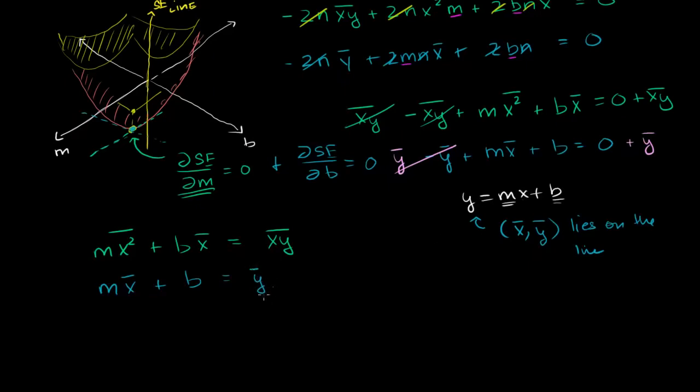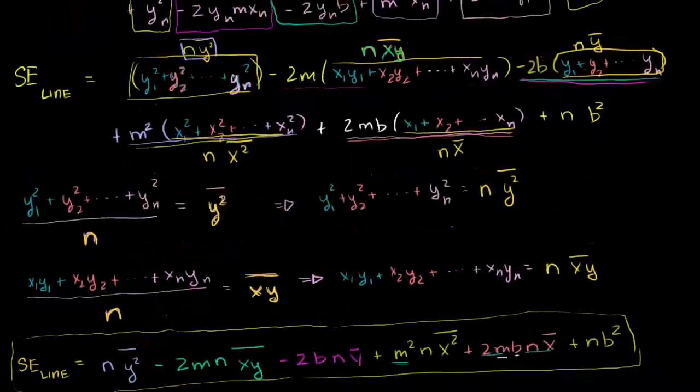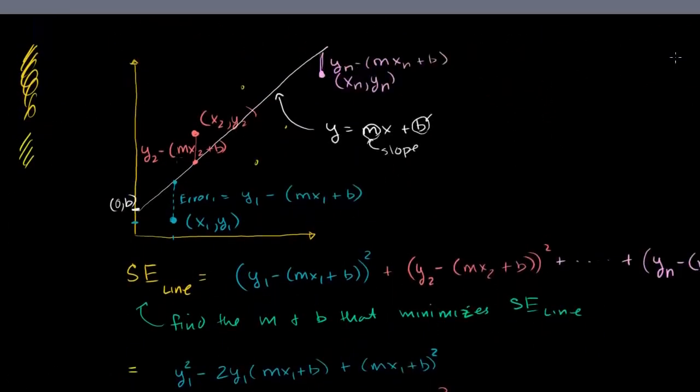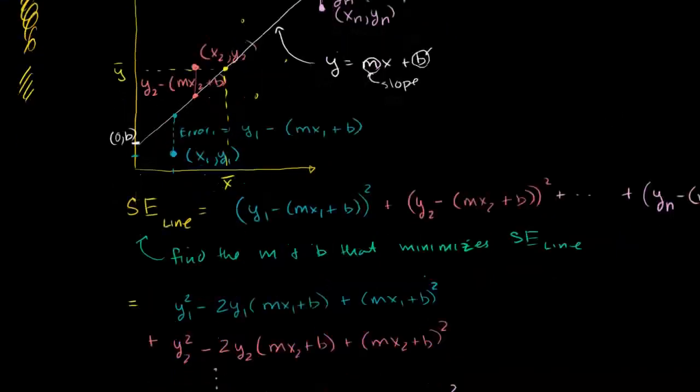So that's interesting. This optimal line, let's never forget what we're even trying to do, is going to contain some point on it. Let me do that in a new color. It's going to contain some point on it right here. That is the mean of all of the x values, and the mean of all the y values. That's just interesting. And it kind of makes intuitive sense.